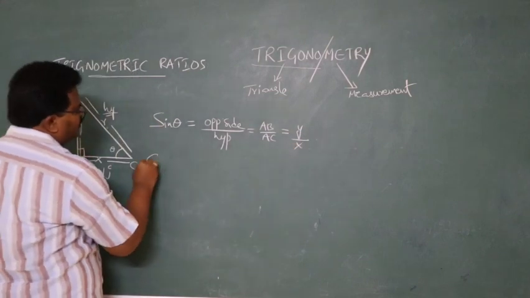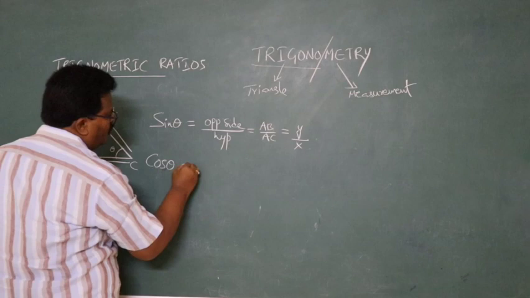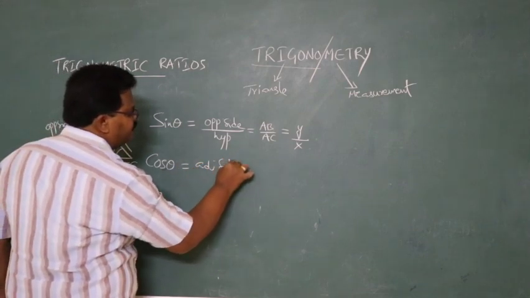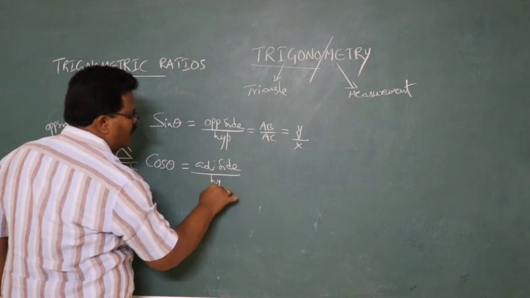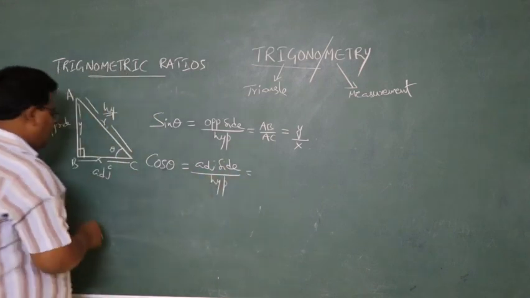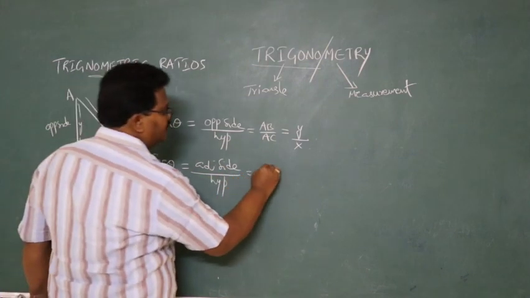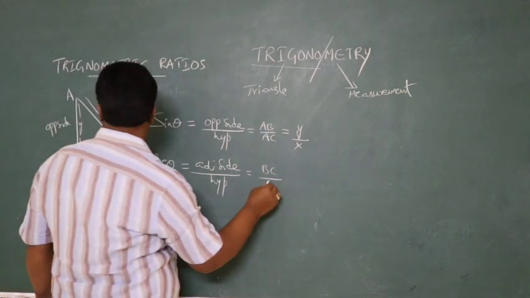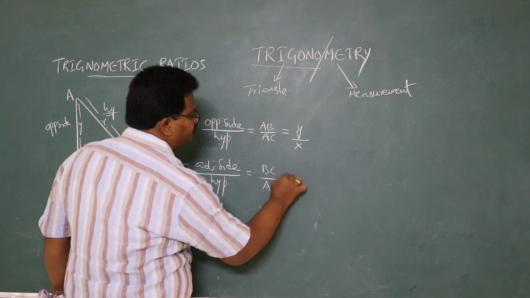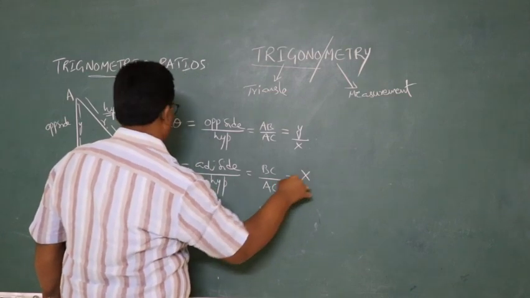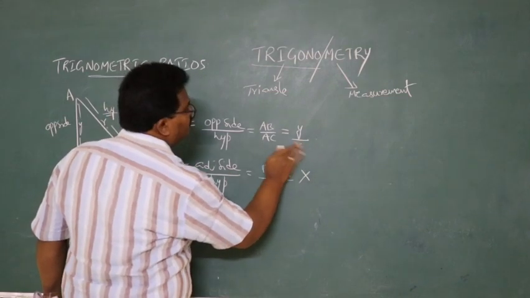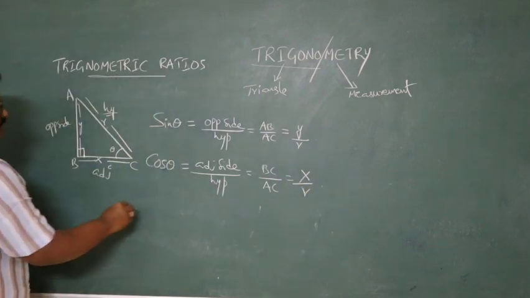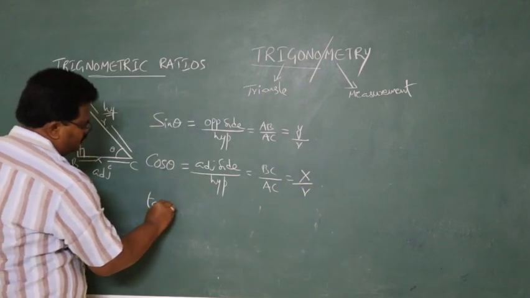Next, the second ratio, cos theta. That is adjacent side by hypotenuse. Here the adjacent side is BC and the hypotenuse is AC, that is r. So cos theta is BC by AC, that is x by r.